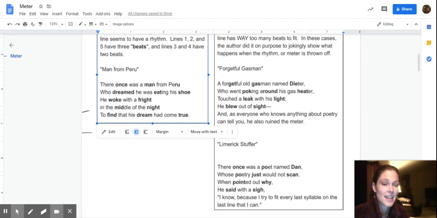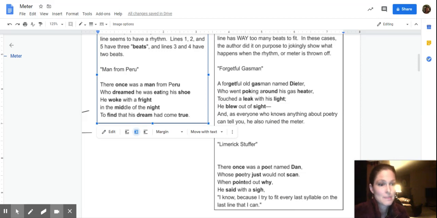And let's take a look at this one, Limerick Stuffer. Again, scan is related to scansion. As you're reading and trying to figure out the meter, that's called scansion. There once was a poet named Dan, whose poetry just would not scan. When pointed out why, he said with a sigh, I know because I try to fit every last syllable on the last line that I can. That really doesn't work either. We can see that in the first and second lines, we've got three beats, but boy, we've got a lot in these last ones here, and it just doesn't work.